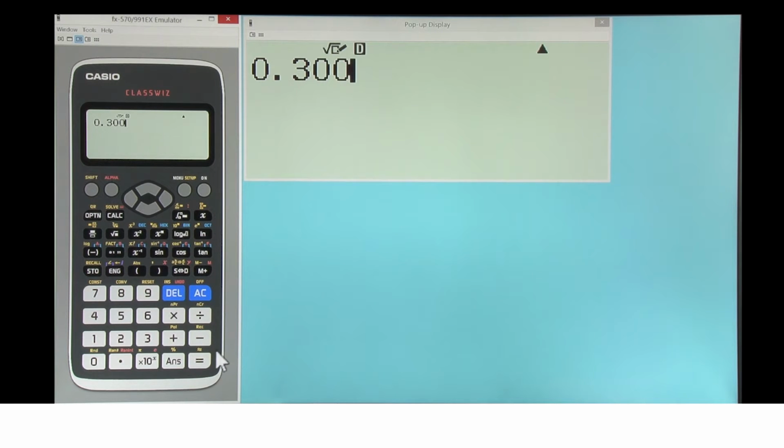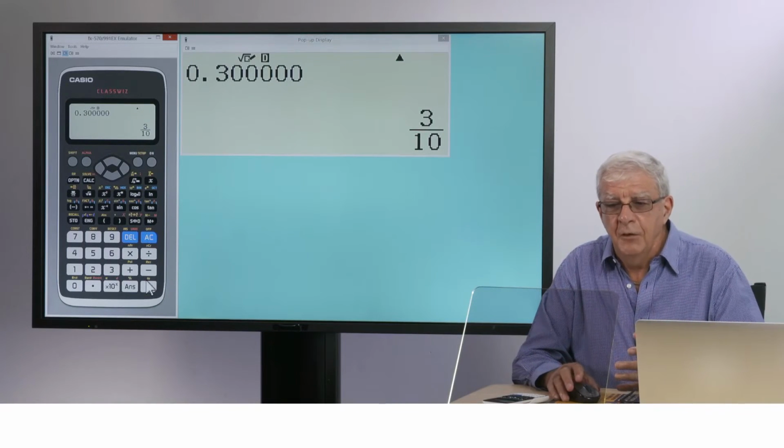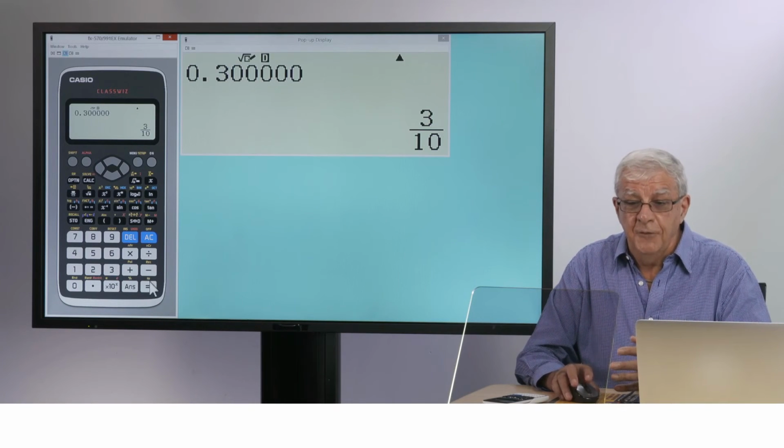0.300 also gives us 3/10. And 0.3 with lots of zeros also gives us 3/10. So they can see that the 0 after the decimal place has no effect. But adding a 0 at the front of a decimal has a big effect.